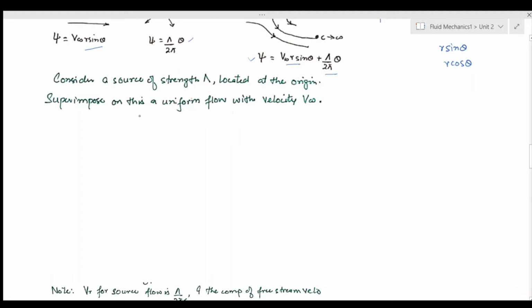If that's the case, then I can say that my stream function for the combination would be v infinity r sine theta plus lambda by 2 pi theta. That's what I have done. Both of these are solutions of the Laplace equation.